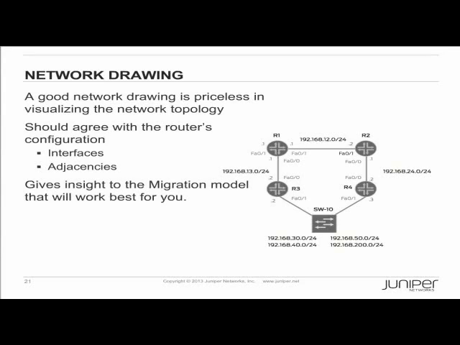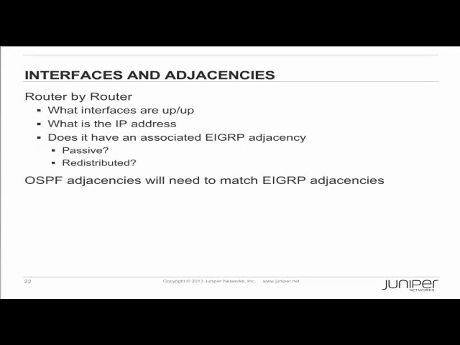The other thing a good network drawing does is it allows you to figure out which migration model will work best, right? So overlay, if you have a small network, I'd say a small network would be under 50 routers. If you have a larger network, you might need to look at the redistribution model. But it's going to show you natural aggregation points. It's going to show you a lot of good information that you just can't get from text. So network drawing is crucial.